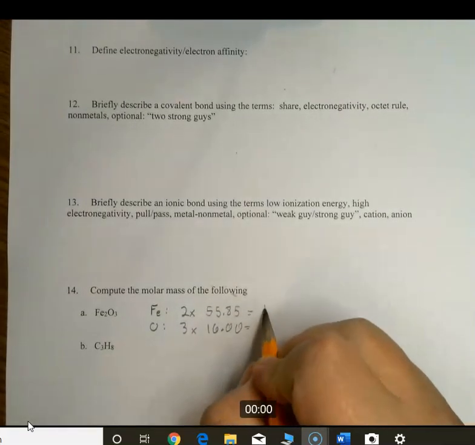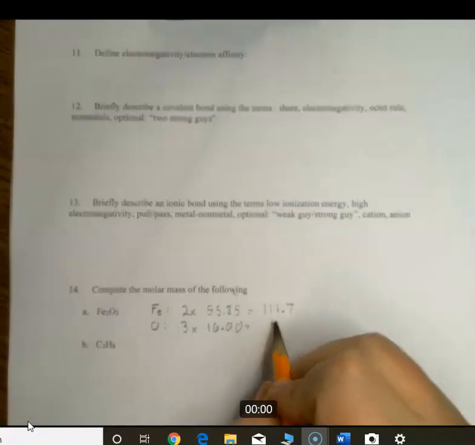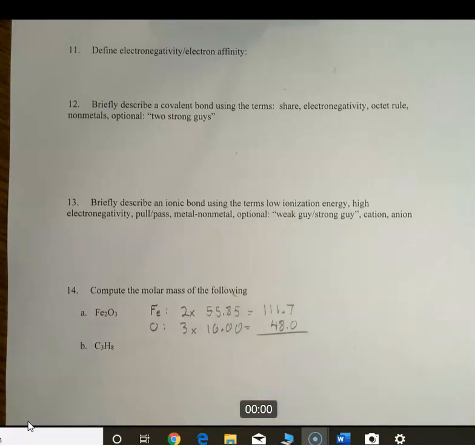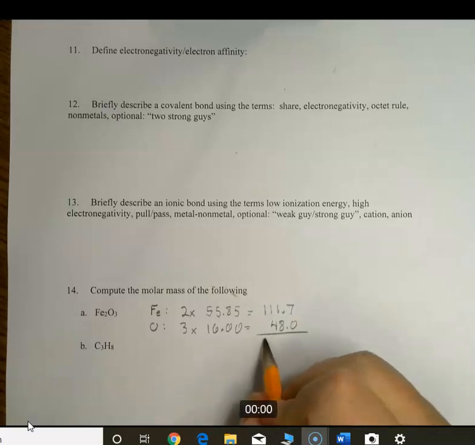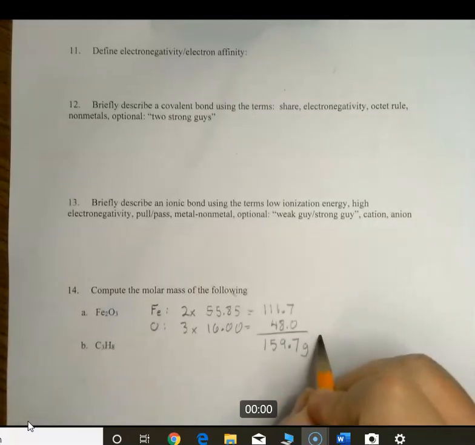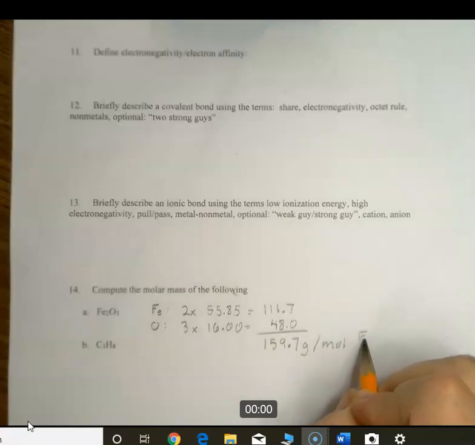Okay, and that gives us 111.7. This gives us 48. You add those two together, and you get 159.7 grams per mole of Fe2O3.